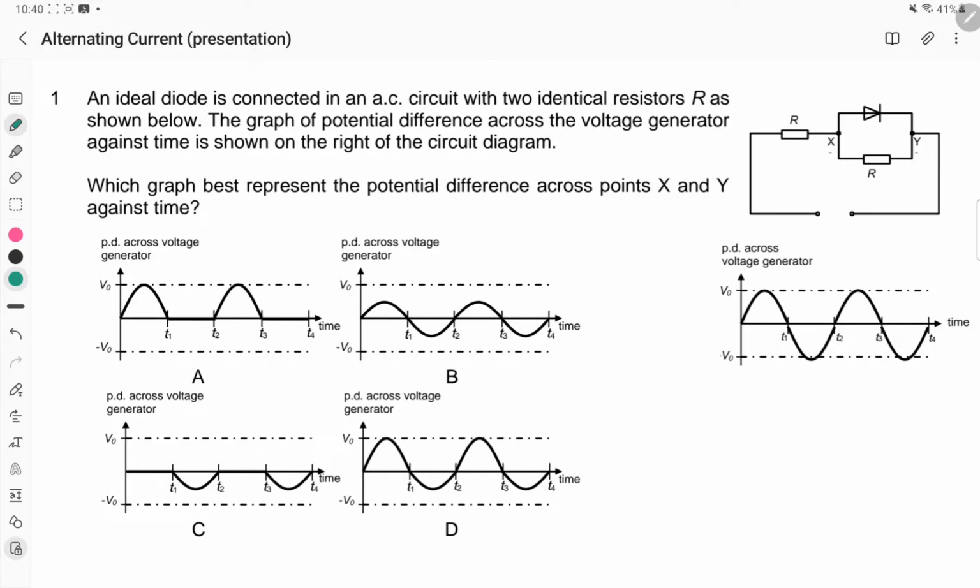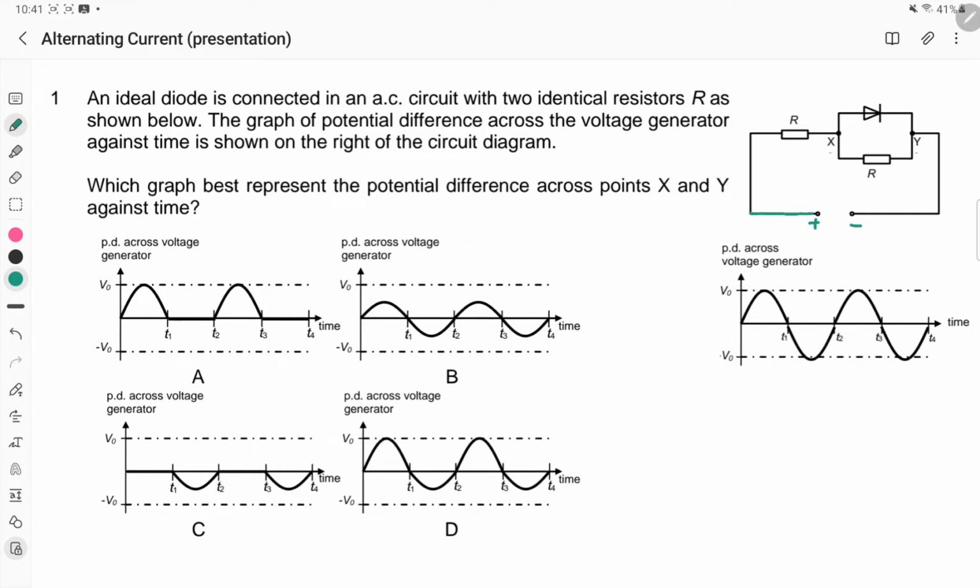This question involves AC and there's a diode in the circuit. For all such questions, it's good to draw two diagrams, or at least use different color pens, and figure out how the circuit would be different for each direction of flow. So let's consider when this is positive and this is negative, so half the cycle.